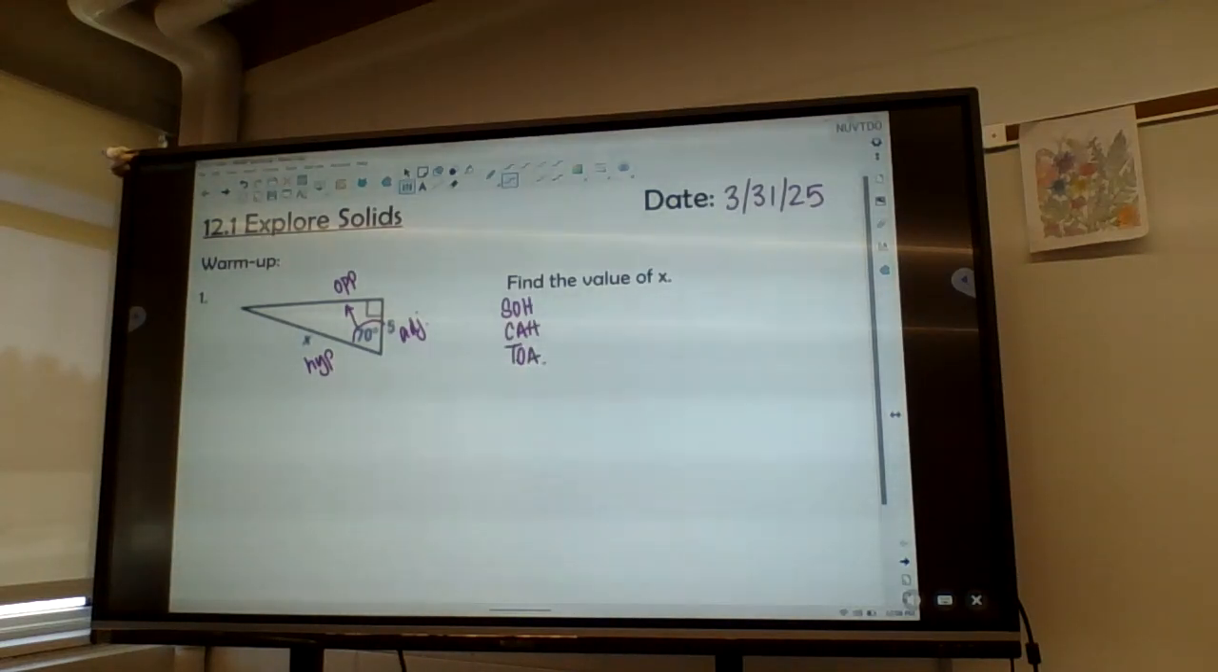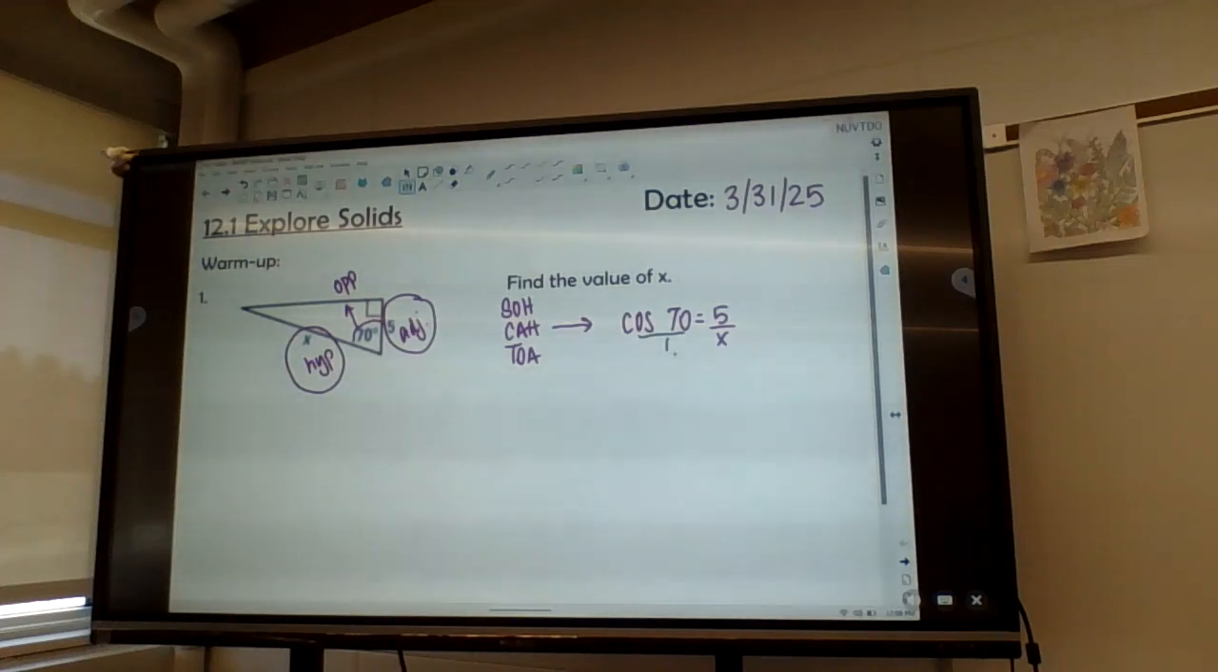So in terms of our SOHCAHTOA, we have adjacent and hypotenuse. So we're going to use cosine. Adjacent over hypotenuse is 5 over x. So this is our tougher one that we have to do. In order to solve this, I like making it into a proportion. So I put it over 1 and then cross multiply.